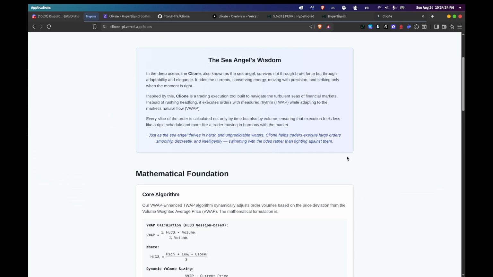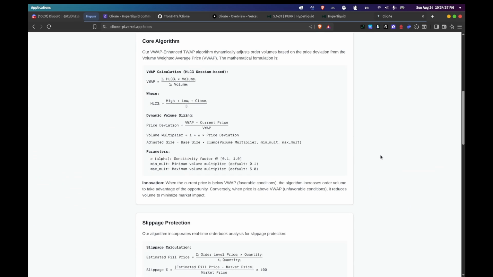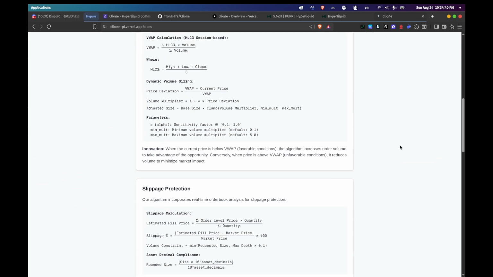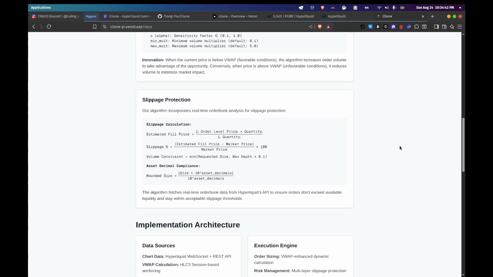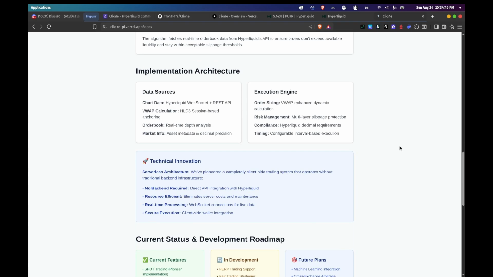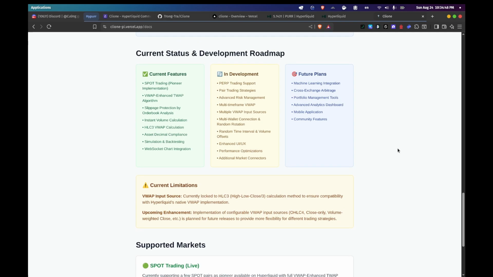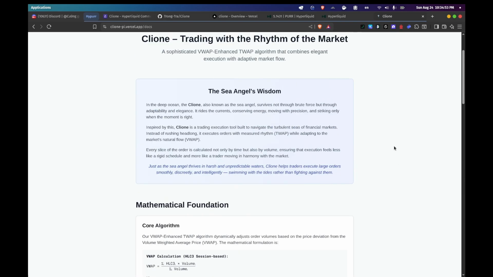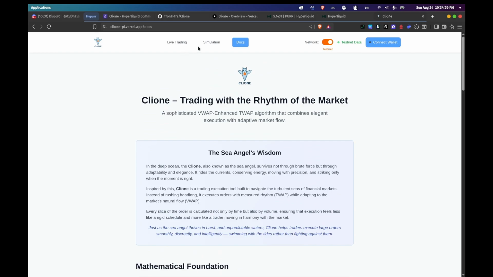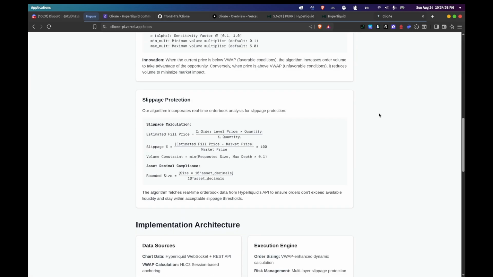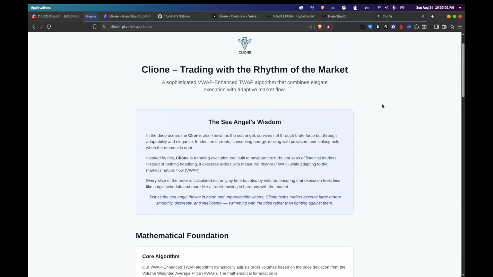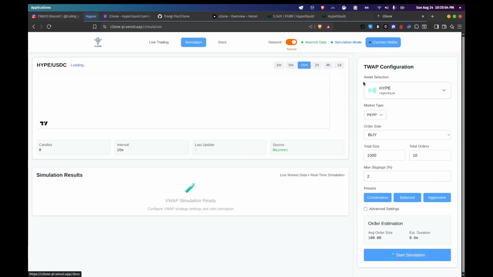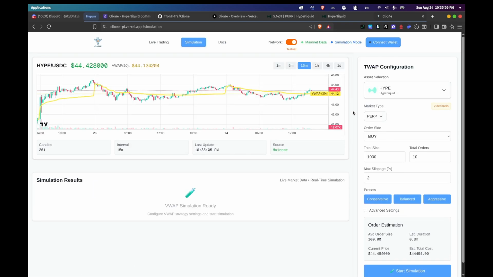There are some documentations showing the formula for the indicator, and the formula for the algorithm of how we calculate the size and how we execute the order. There's also the status of this project. The project is still being worked on. We still update it frequently, and we have a simulations page for you to see the algorithm in action without spending any asset at all.